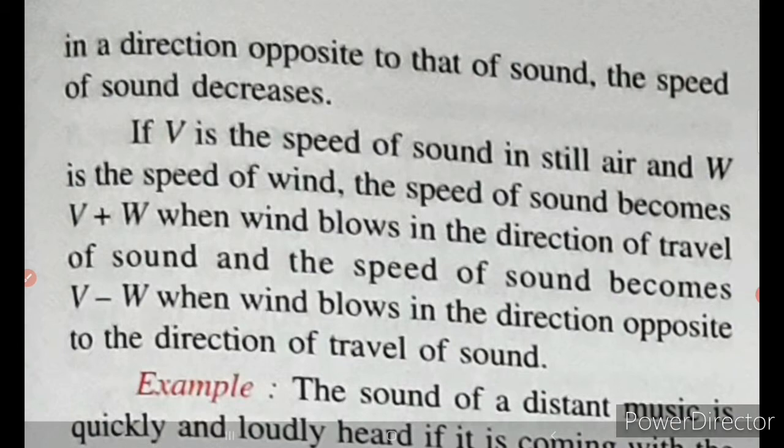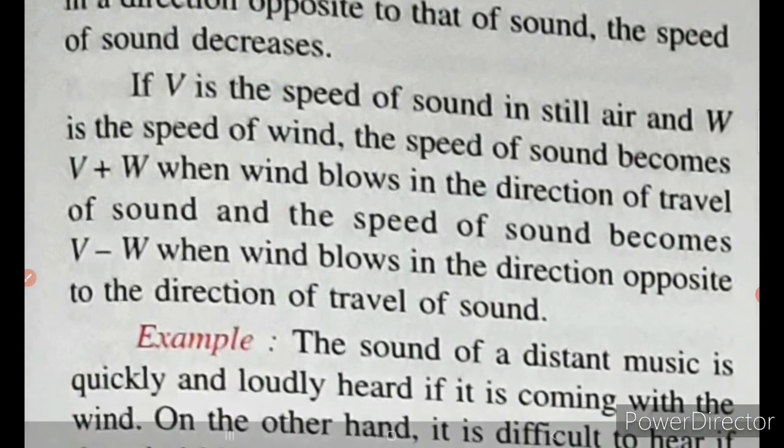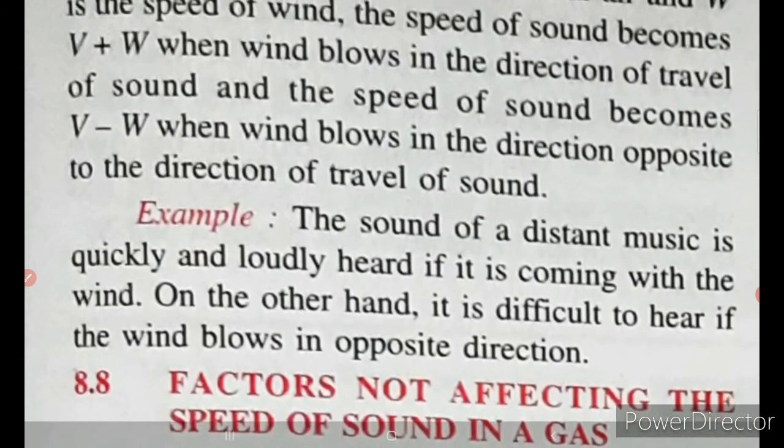If v is the speed of sound in still air and w is the speed of the wind, then the speed of sound becomes v plus w when the wind blows in the direction of the travel of the sound, and the speed of sound becomes v minus w when the wind blows in the direction opposite to the direction of travel of sound. So we can understand this with the help of an example. The sound of a distant music is quickly and loudly heard if it is coming with the wind. On the other hand, it is difficult to hear if the wind blows in the opposite direction.